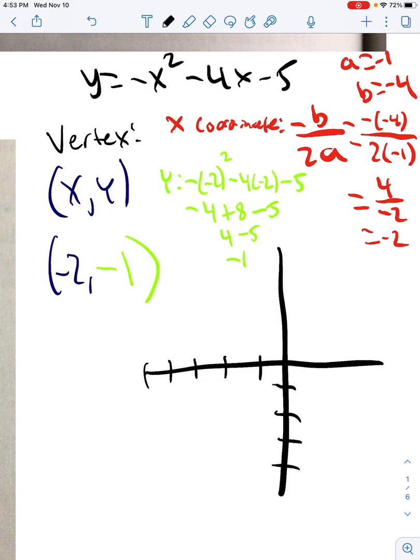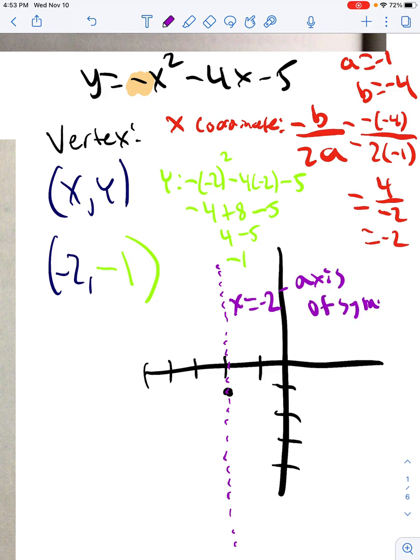So let's just graph a little bit of it. X is negative 2, y is negative 1. So that's going to be right here. Because this was negative, I know that it's going to open down. And then my axis of symmetry is going to be on my x-axis here. Now, a point of emphasis that people did not necessarily do, you need to not just draw it, you need to have a label. So again, this is a vertical line, and this is the line x equals negative 2. This is my axis of symmetry.